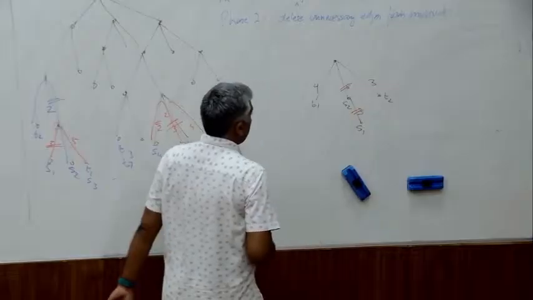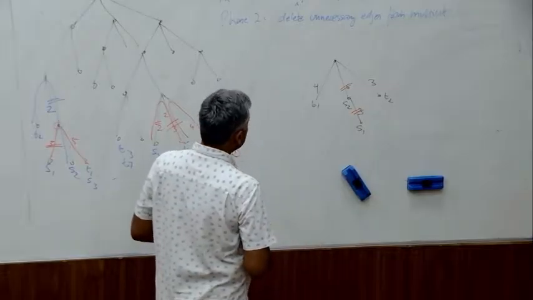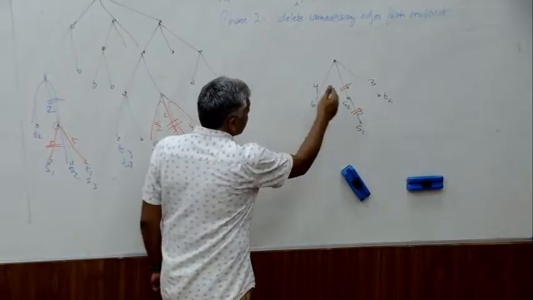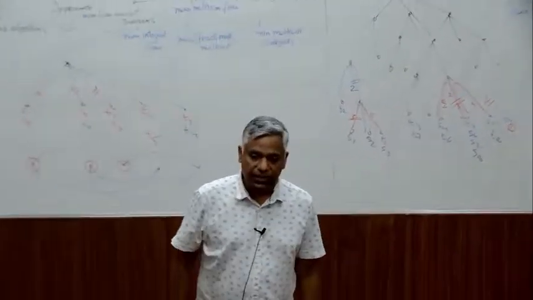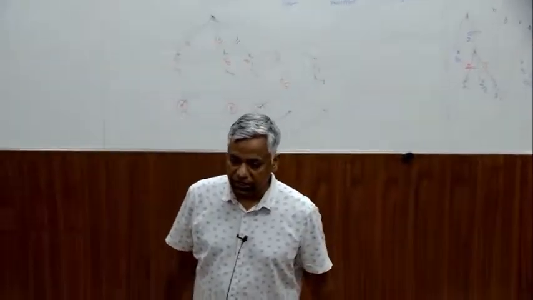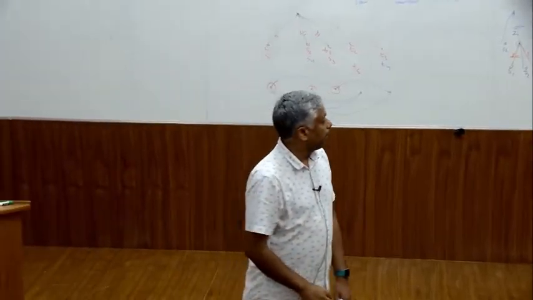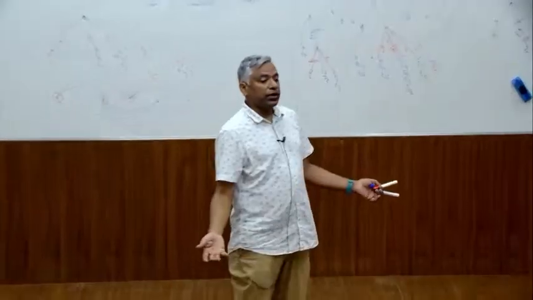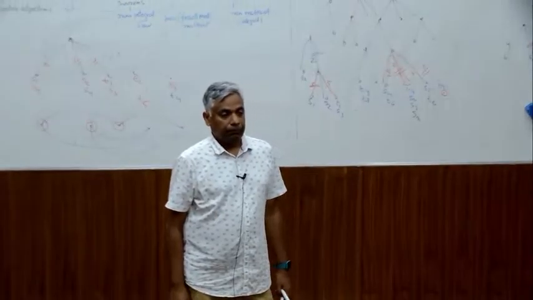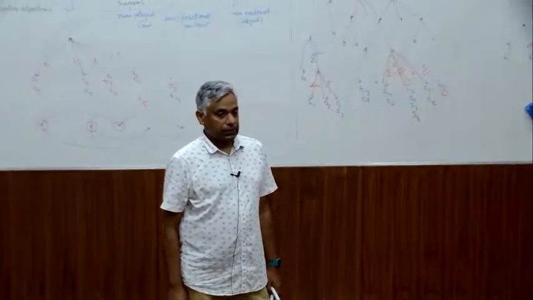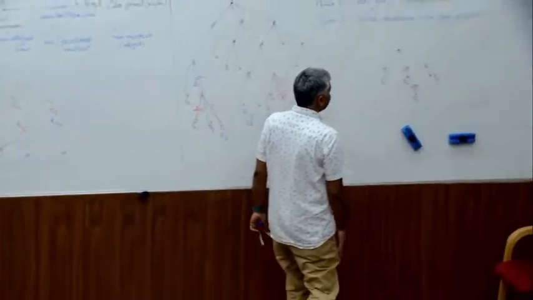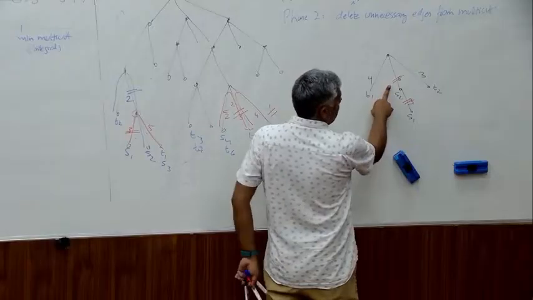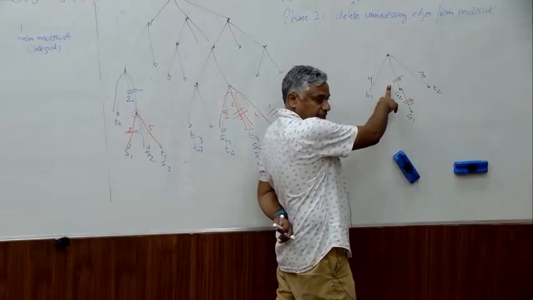Now, are both of these edges necessary? Is one of these edges unnecessary? Which edge is unnecessary? S1, S2 is not needed. Why? Because this other edge is doing the job of separating S1, T1 as well.